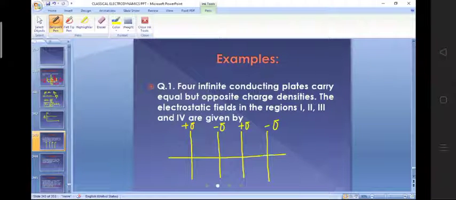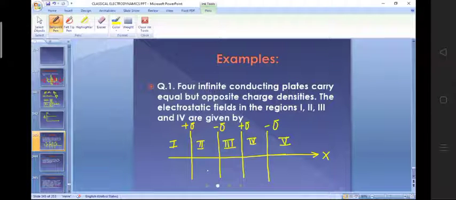The diagram is like this. Along this direction there's the x-axis, and then there are different regions like this: first, second, third, fourth, and fifth. Fine. And the question is like this: calculate the electrostatic field in these regions, that is region first, region second, region third, region fourth, and region fifth.